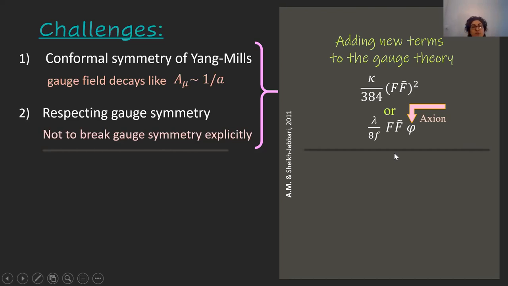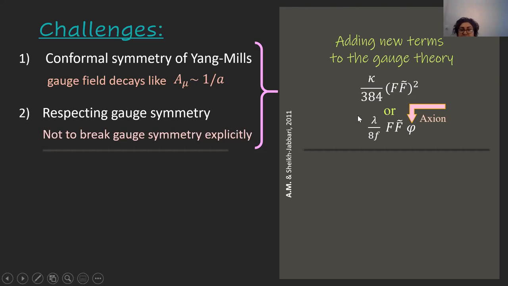It turns out that the common solution to both of these issues is to add new terms to the gauge theory, which are gauge invariant and also break the conformal symmetry. The simplest thing that you can come up with is basically (F F-tilde) squared. It has the equation of state of a cosmological term. If you compute the energy density and pressure of this term, you will realize that rho is equal to minus p. So if during inflation we have this term plus Yang-Mills, we start with a quasi-de Sitter expansion. But then eventually, because the Yang-Mills is now the kinetic term, it will receive energy from this term, and eventually inflation will end in a radiation era.